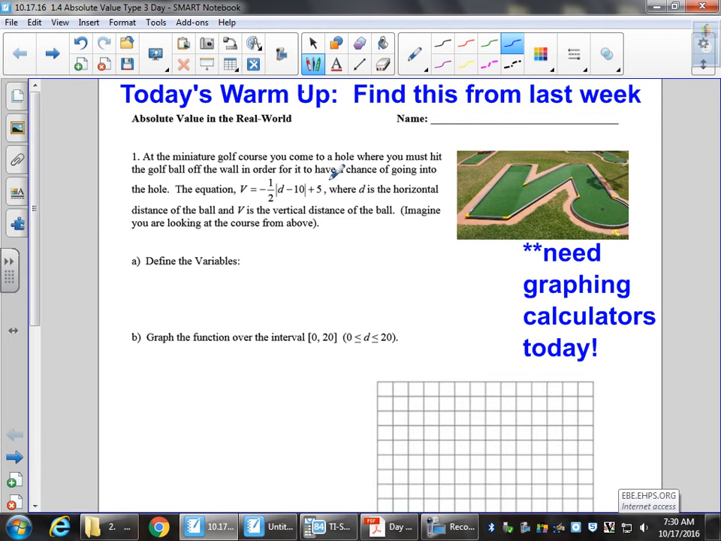So find this task from last week. We're going to take about 5 minutes to go over it. Graphing calculators out would also be good because we will be using them momentarily.